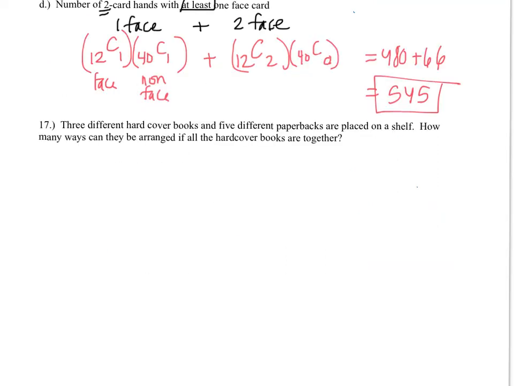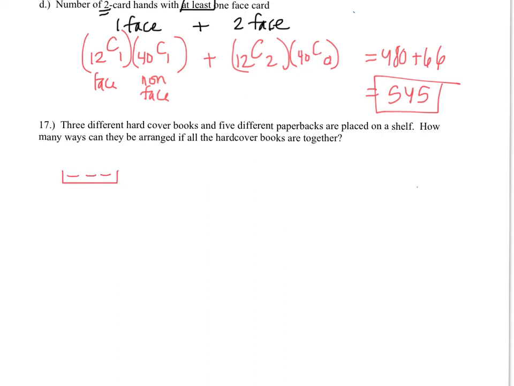Okay, this last problem has a couple things that we need to consider. We have 3 different hardcover books and 5 different paperback books that are placed on a shelf. How many ways can they be arranged if the hardcover books have to stay together? So think of this like, let's say you've got your DVD rack and you want to always keep your Star Wars trilogy together. You don't really care if they go in order of the first, second, and third, but you always want them together.